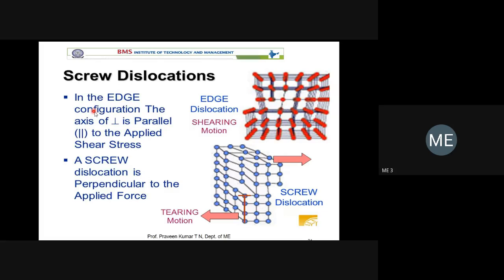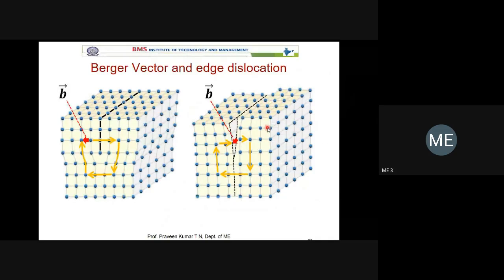You can say that in the edge configuration, the axis of the perpendicular plane, the Burgers vector is parallel. Here it is perpendicular. This is the Burgers vector. This is the extra plane of atoms. It is the edge dislocation. This is the extra plane of atoms. These photos may not be available in the textbooks; they are downloaded from different sources.